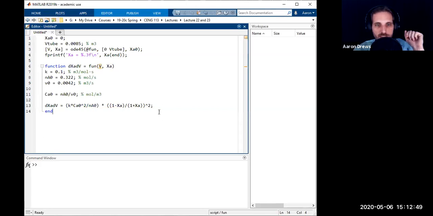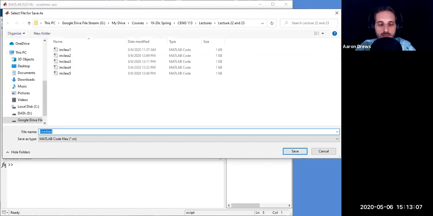squared. And if I just stare at this and try to figure out, do I have all of the values? K, CA0, Na0, XA is up there. That one is good. So I think I do. This is usually the approach that I take. It looks like I do. I'm just going to let MATLAB tell me if I've forgotten anything. Let me just save this once.